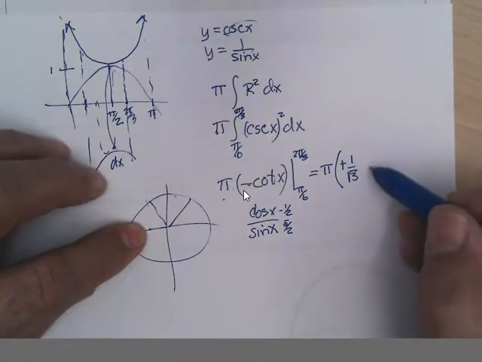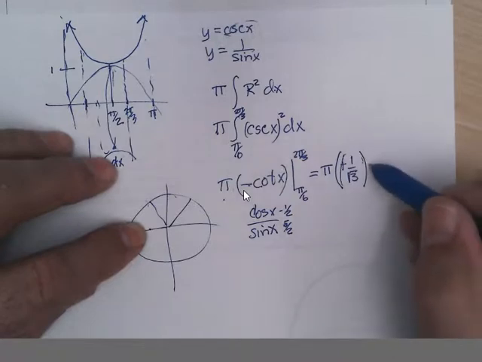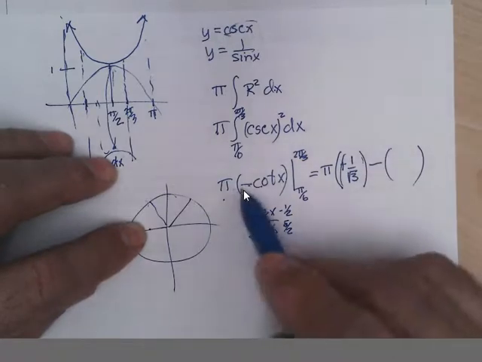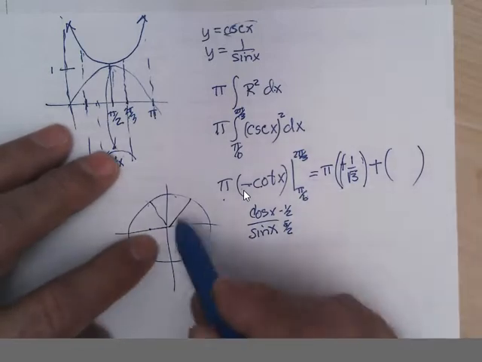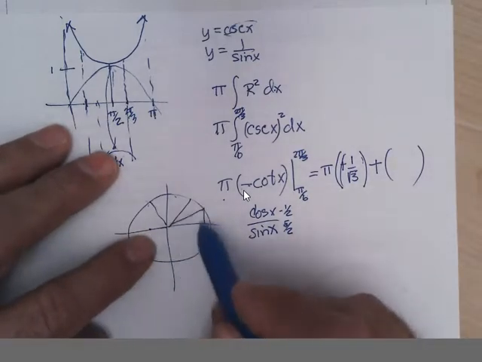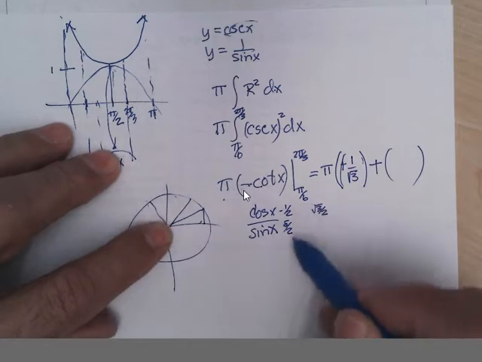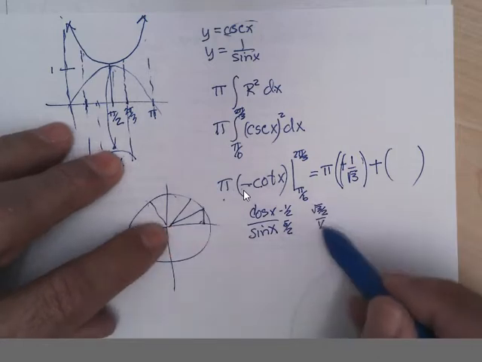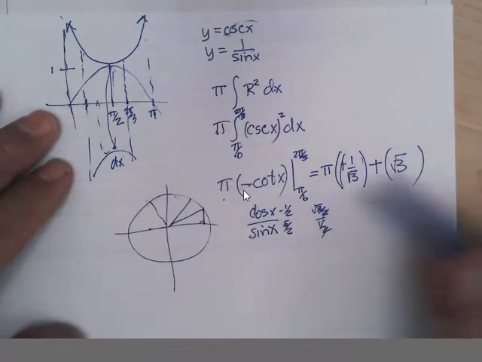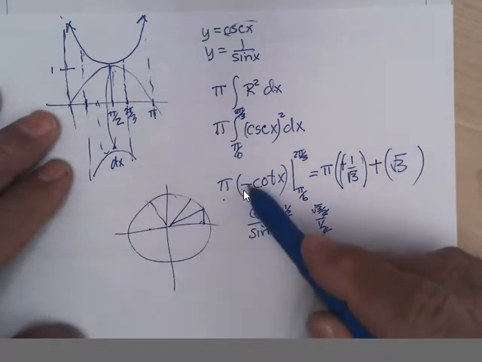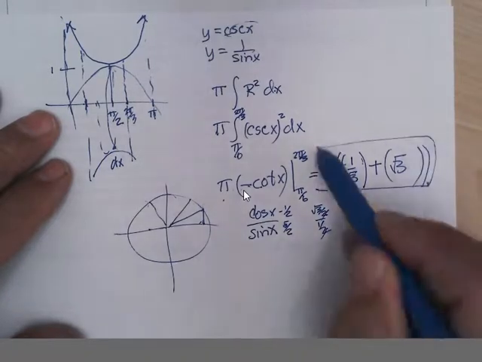And then we have this minus, and it's minus, so it's going to actually be plus. Now we've got to put in pi over 6, which is right here. The cosine there is square root of 3 over 2, and the sine would be 1/2. So that cancels, and I get the square root of 3, and that's a positive number. And we've got minus a minus, so that's positive. So all this is times pi. And there's the exact answer.